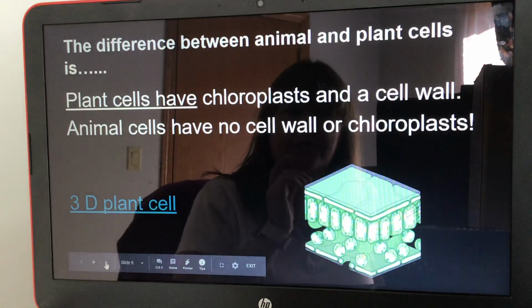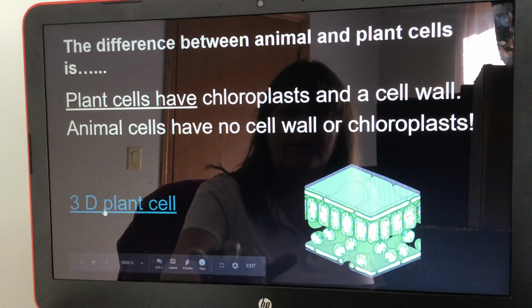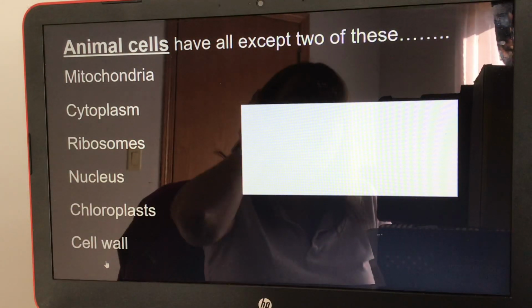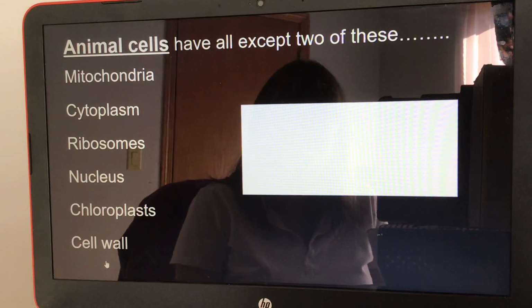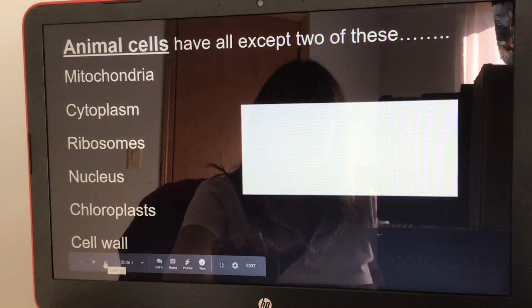The difference between an animal and plant cell is that plant cells have chloroplasts and a cell wall. Animal cells have no cell wall or chloroplast. And then I have the picture of a 3D plant cell you can hit in there. Animal cells have all except two of these: mitochondria, cytoplasm, ribosomes, nucleus, chloroplasts, cell wall. So you know it should be the bottom two.